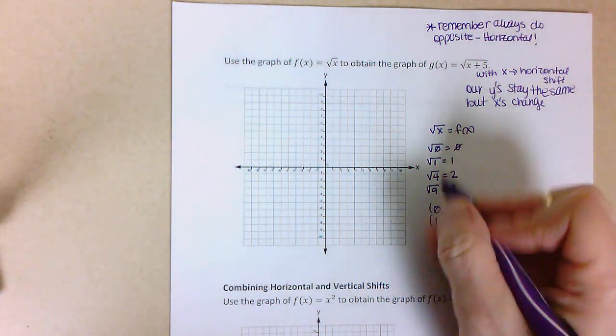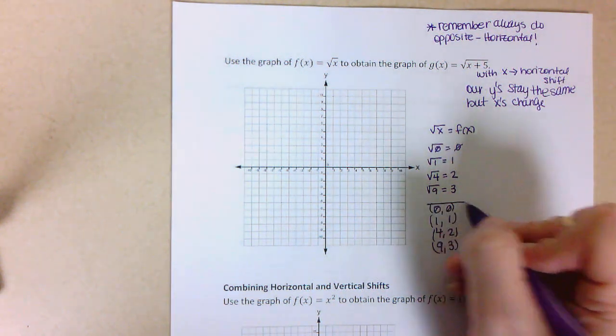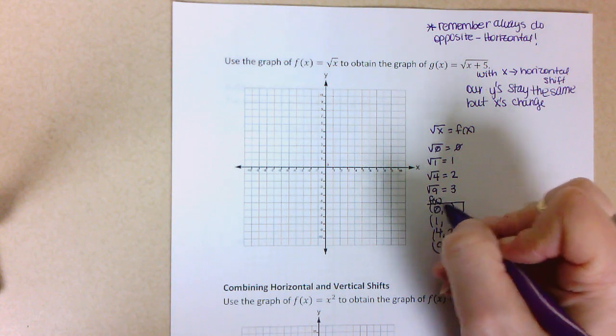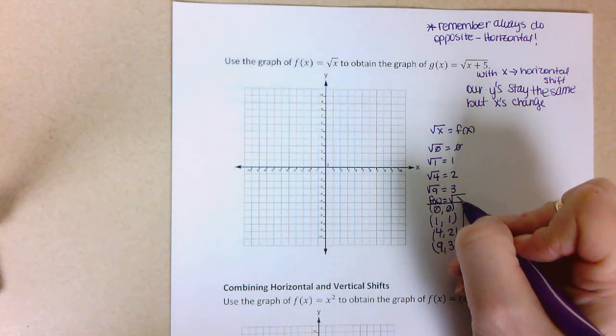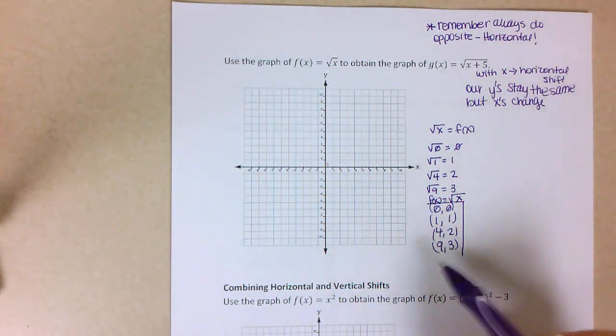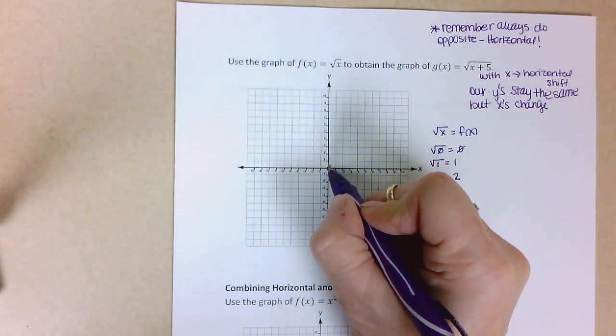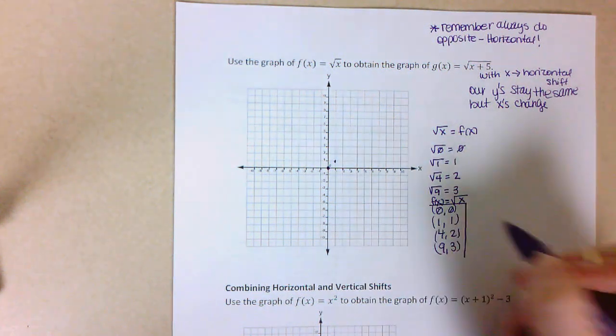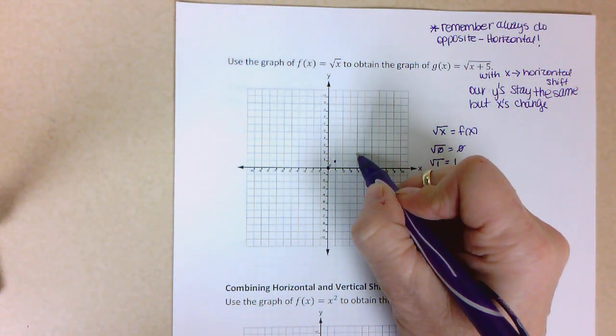Okay, so this is our original f of x equals square root of x. Boy, I didn't leave as much room there, I'm sorry. So let's graph him. We're at the origin, right? 0, 0. Next one is over 1, up 1. And then we're at 4, 2.